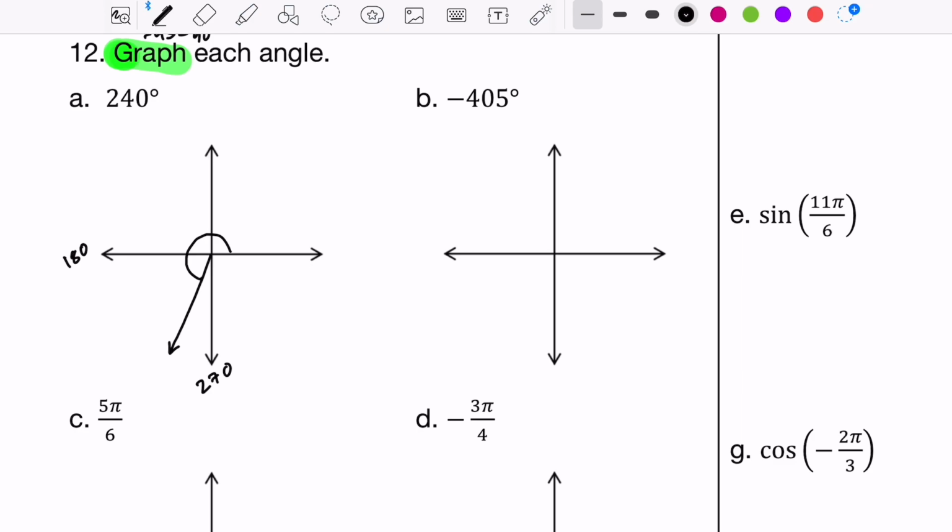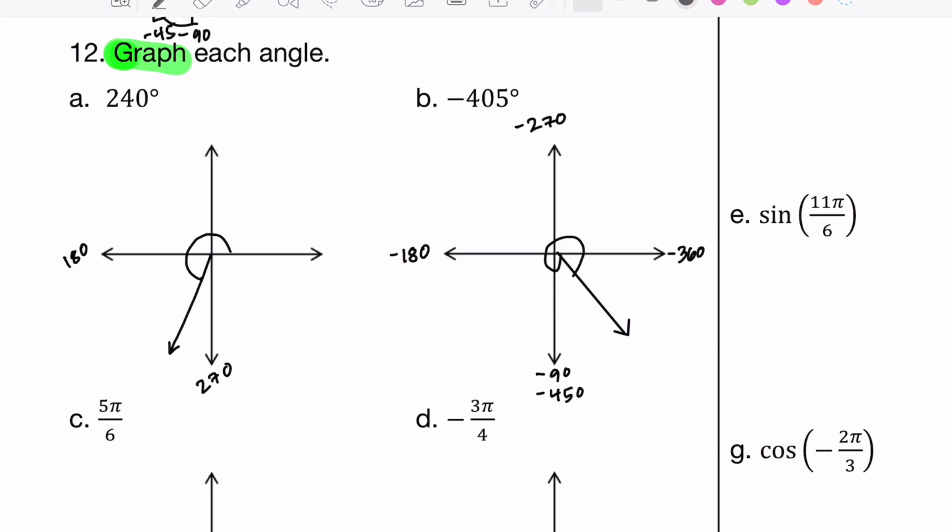Negative 405, negatives go in the opposite direction. And so if I go all the way around, this is negative 360, and that's negative 450. Friendly reminder, if you get stuck on counting, just go by 9. So negative 9, 18, 27, 36, 45, and then you can add in the zeros. So this is going to come all the way around and go 45 degrees past.